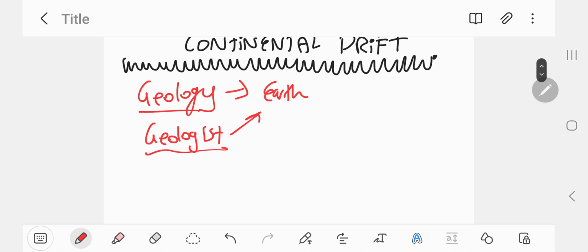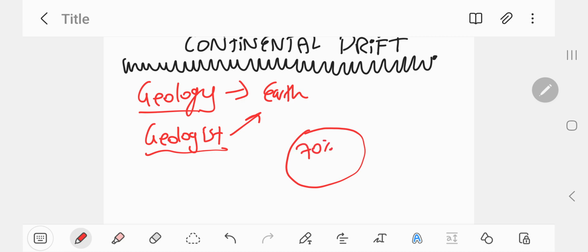Well, the Earth is basically the third planet from the sun. It's roughly a sphere, and it's about 70% water. So most of the Earth is covered in water, and the rest is land, so continents. And a continent, by definition, is basically a large continuous landmass on the Earth's surface.